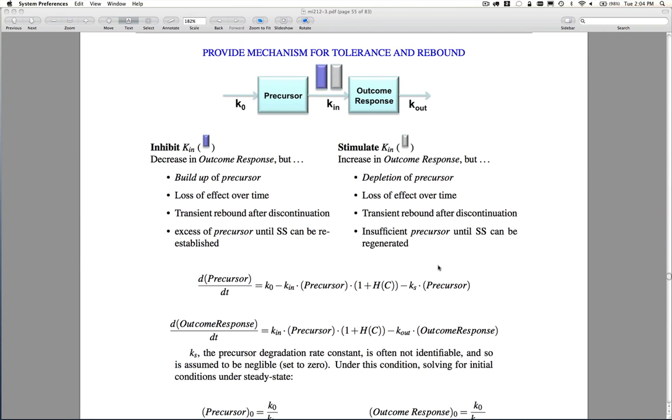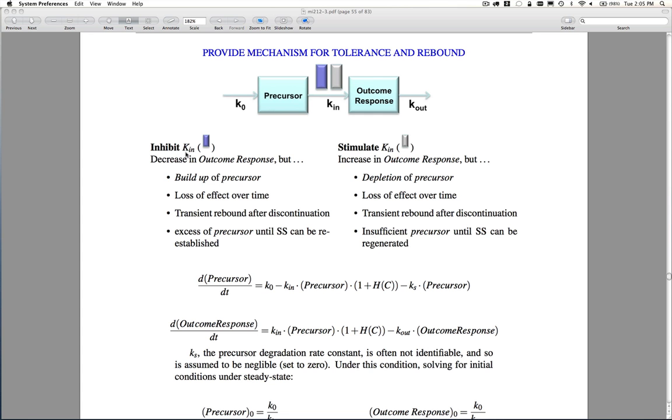So showing this in a picture, and then also looking at the effects of when we inhibit or stimulate our precursor, we have some theoretical precursor here. It is being produced or synthesized by a rate defined as K0. Typically that's a zero order input rate. And the precursor is then converted into whatever our particular outcome response of interest. For example, this may be a neurotransmitter, and this may be that neurotransmitter's precursor. That transfer from precursor to outcome response is driven by a first order input rate. And then removal of the response likewise is driven by a first order rate with first order rate constant K out.